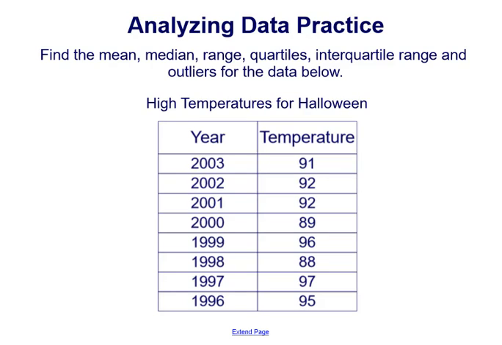Let's analyze data further, finding the mean, median, range, quartiles, interquartile range, and outliers for the data below by using a line plot. So in this table, we have the high temperatures for Halloween for different years. To create a line plot, we're going to write the numbers given below a line. So we've done that here.